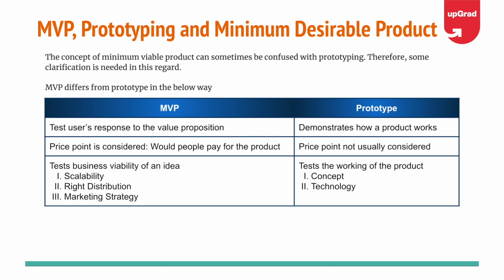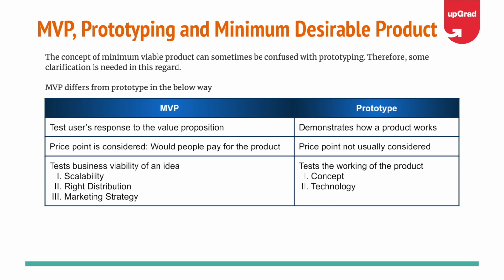A lot of times you would have heard of the term MVP, but you would have also heard of prototyping and minimum desirable product. If you are new to product management or still trying to break into product management, I'm sure there will be a lot of confusion on what each of these terms mean. They're different. So what I will do is, since we have come to the end, I will try to explain the difference between each of these.